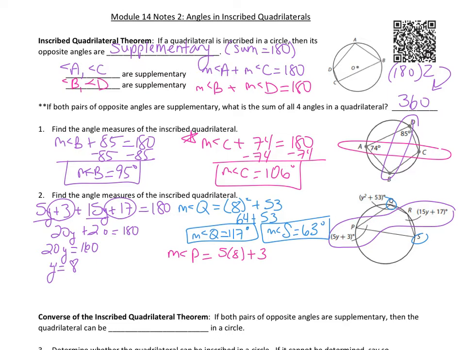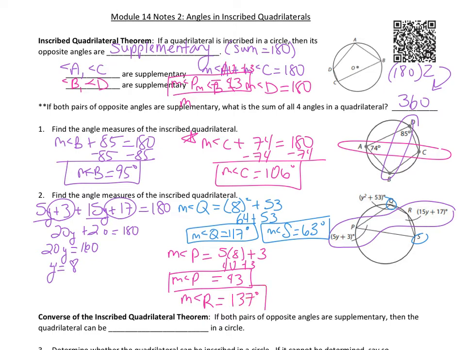When we put in our 8 for our angle P, we get 40 plus 3, so that gives us a 43 for our measure of angle P. Now remember, the angle R is going to be supplementary to that, so that's going to be 137 degrees for the remaining angle.